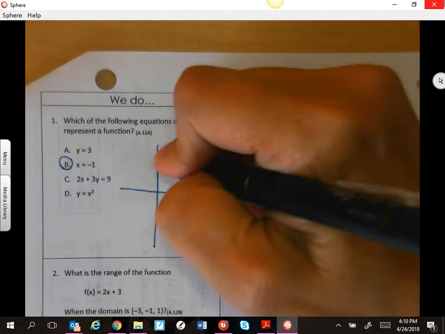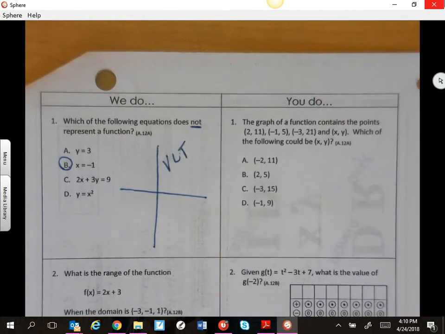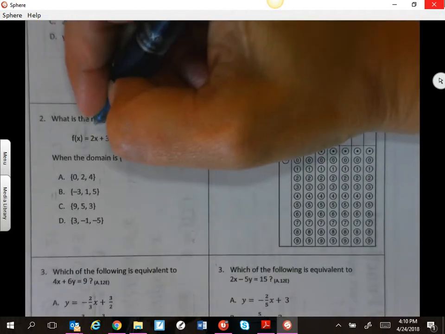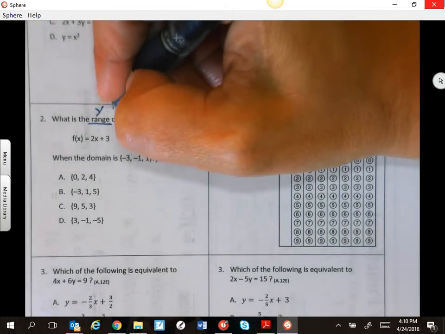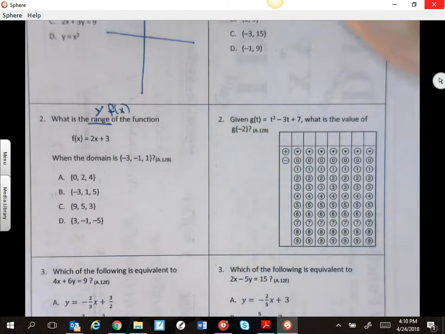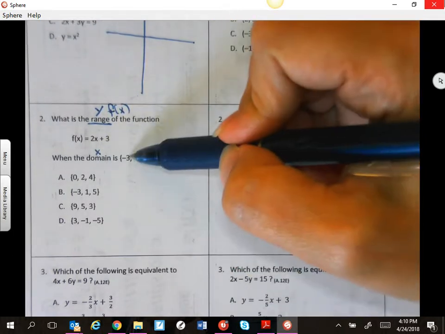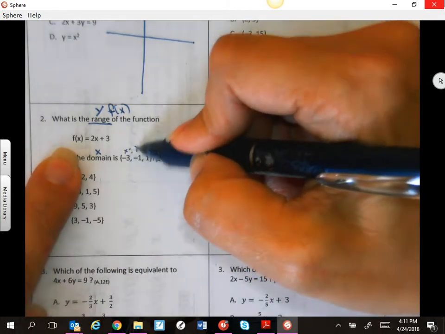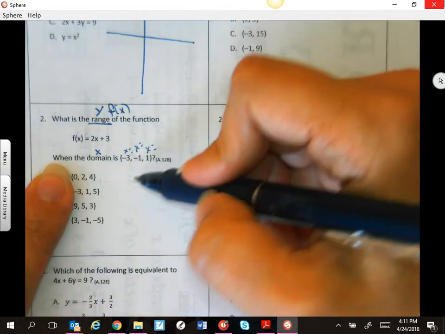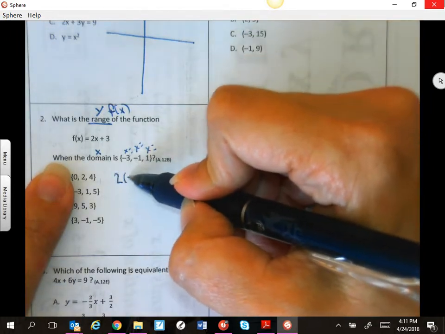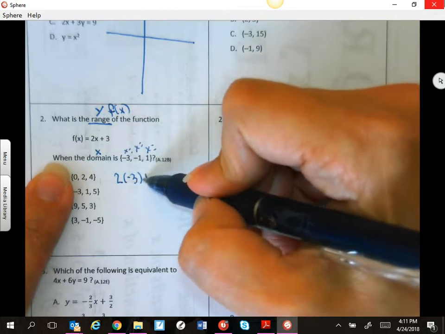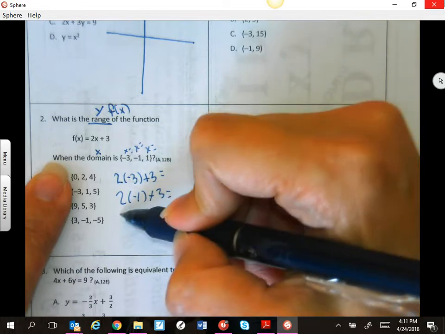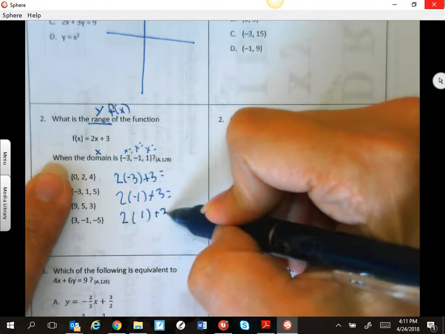On the last one, we were looking at whether it passes the vertical line test. This one says, what is the range of the function? Remember, range is y or f of x. When the domain, or x, is -3, -1, and 1, we are going to put these values in for x and solve. So we can say 2 times -3 plus 3. We can say 2 times -1 plus 3. We're going to say 2 times 1 plus 3.